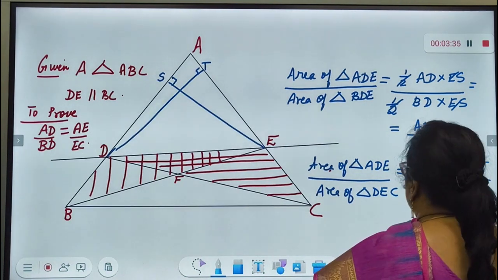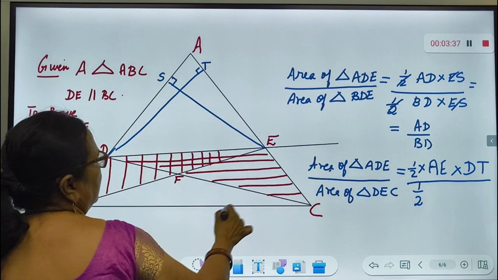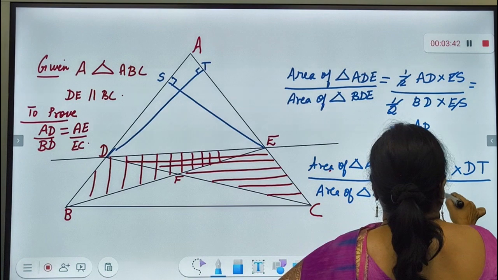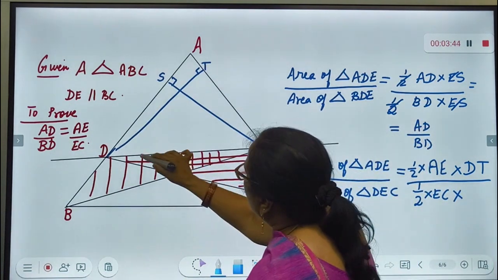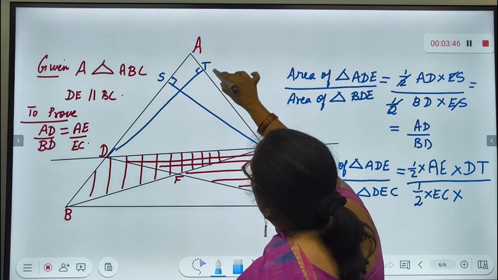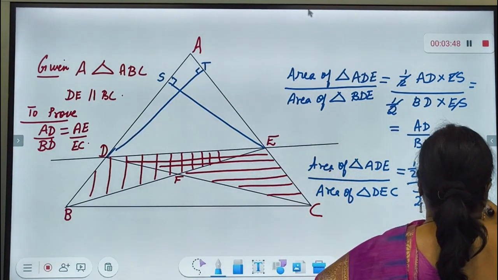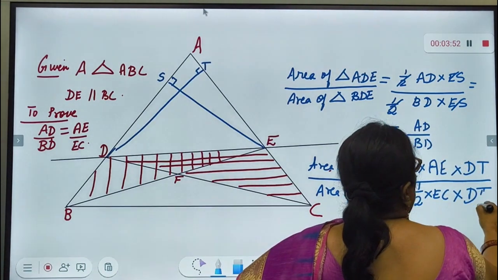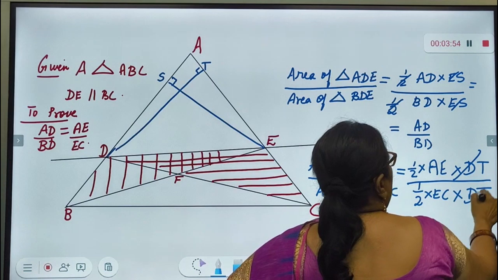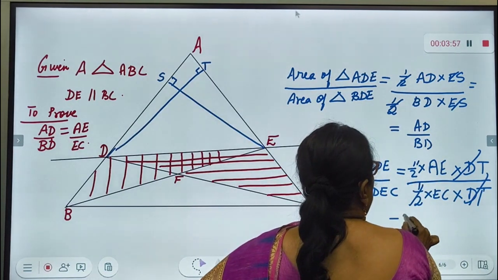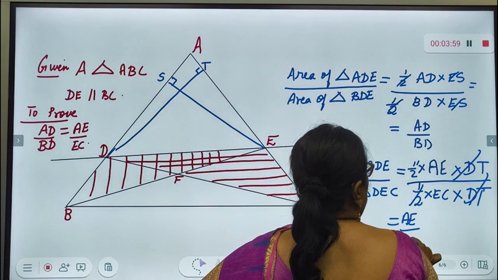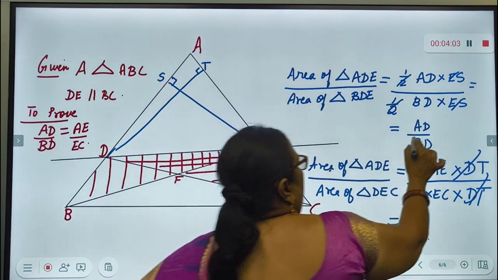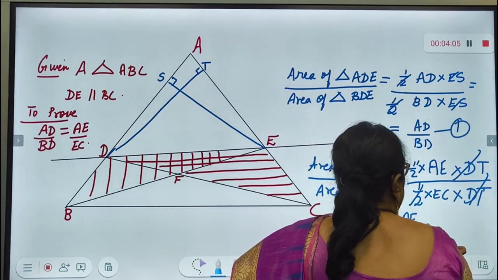Divided by half into, for DEC, half into EC into, this is an obtuse angle triangle, so the perpendicular again for that will be DT. Now DT gets cancelled, giving you AE by EC. Now this is 1 and this is 2.